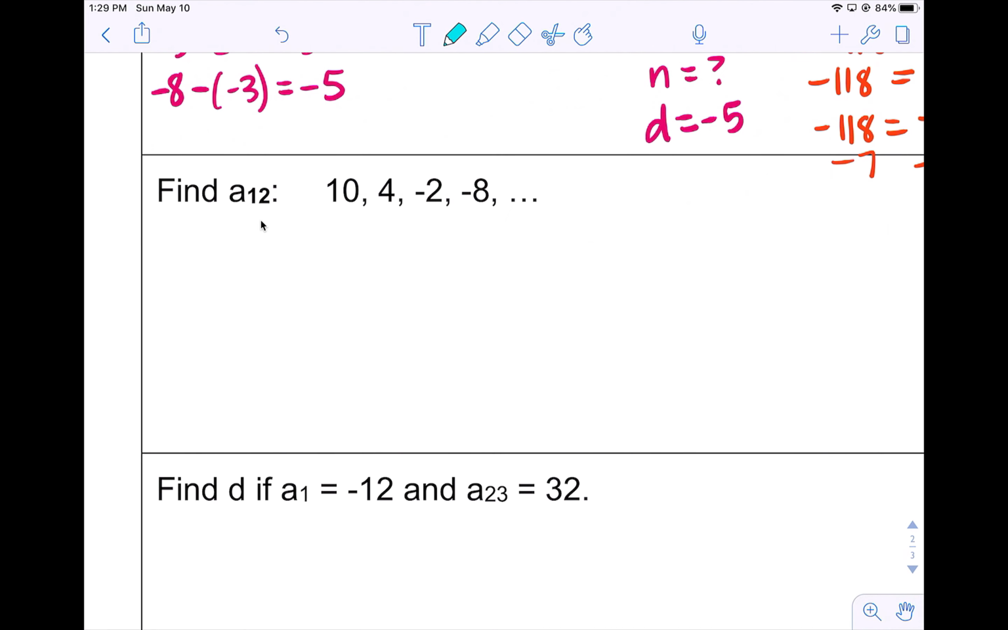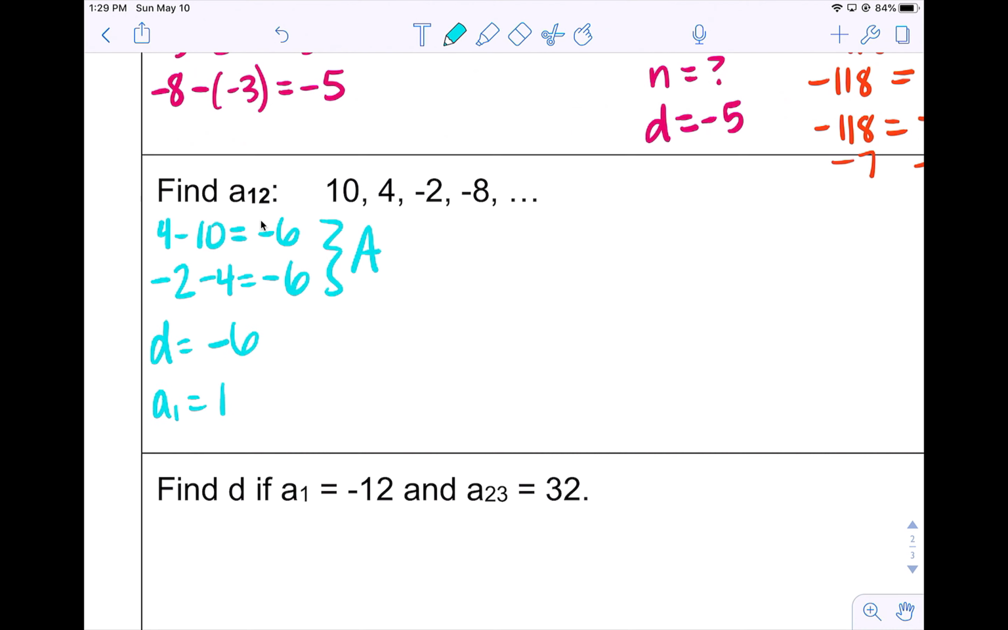This next one, all they ask us to do is find a12. In order to find a12, we need to figure out what we are working with. So I'm going to try to see if it is arithmetic. So second term minus the first term is -6. Third term minus the second term is negative 6. So this is arithmetic. My common difference is negative 6. a_1, we are starting at 10. They tell us here that n is going to be 12, and they want to know what a_12 is.